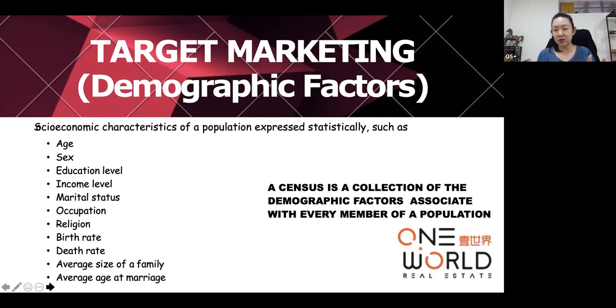The religions, whether it's a Malay area, Chinese area, or a foreign area, all these things will affect your sales. The demographic factor is important because some people stay in this area because of their work, their children, their family members, their parents and everything. These are the things I want you to target before you start your target marketing.